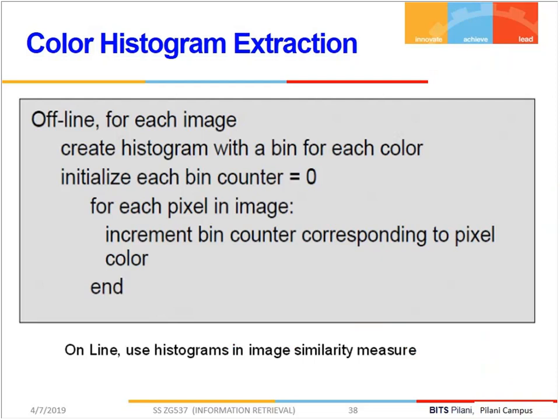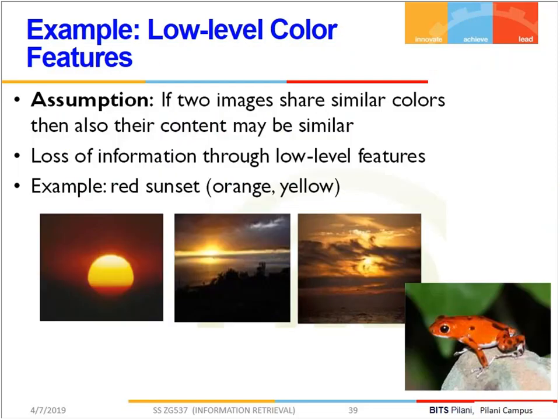In the end, when you have scanned all the pixels of the image, you will get, for each and every color, the number of pixels in that color. So this is how you create the color histogram. What is the assumption in creating a histogram? You have the assumption that if two images share similar colors, then their content is also similar.